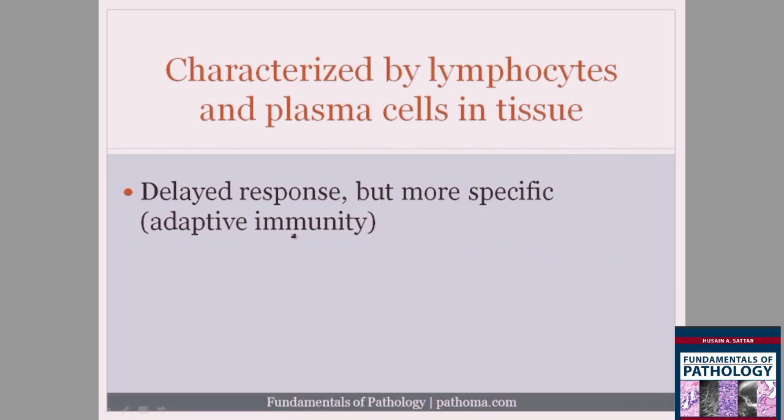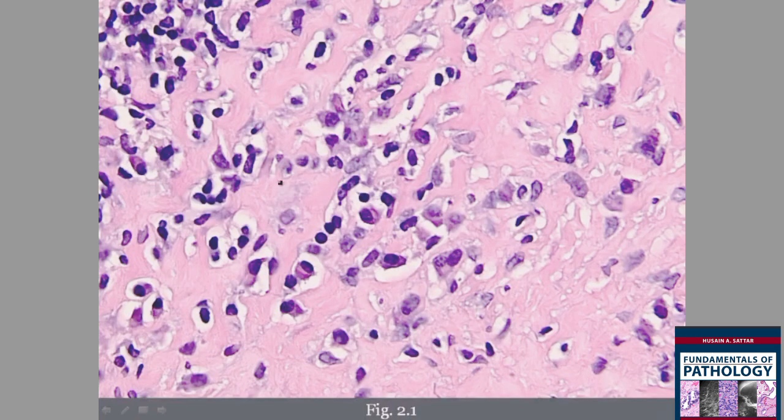Now, it's important to remember that this is a delayed response. It doesn't occur immediately. It takes some time to generate, usually a couple days, but it's more specific than the innate immune system, more specific than the neutrophils, and it is an example of adaptive immunity. We've already talked about adaptive immunity at the very beginning of this chapter, so I won't dwell on that here. Here's an image just reminding you of the characteristic cells that are present in chronic inflammation.